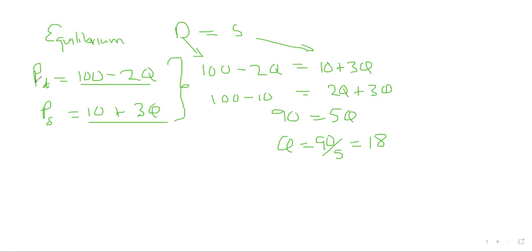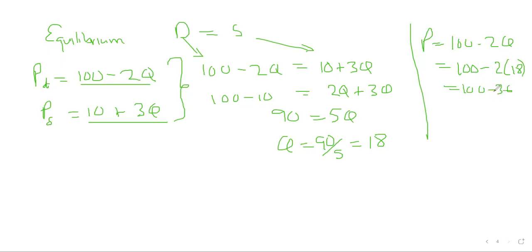So we now need to find the price at the same time. The price, we can use any of these functions here. P is equal to what? 100 minus 2Q. So where there's Q, since we found our 18, just going to put 18 in there. So this will be 100 minus 36. So this will give us 64.